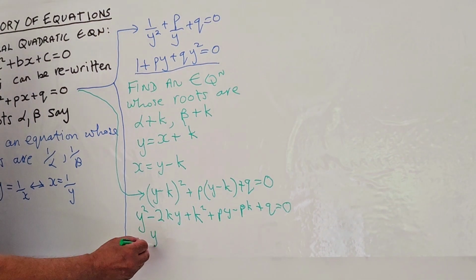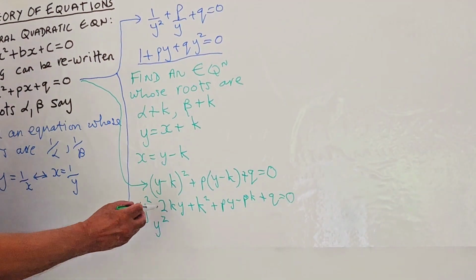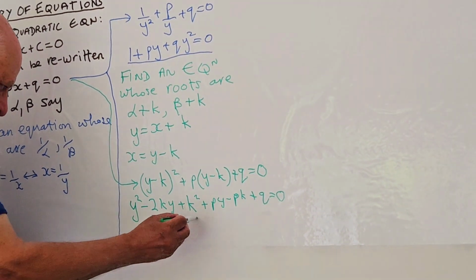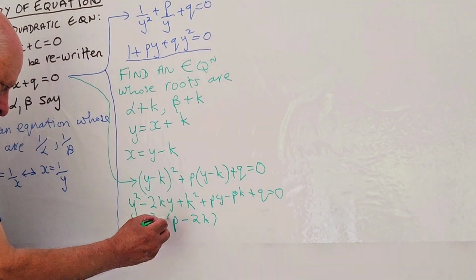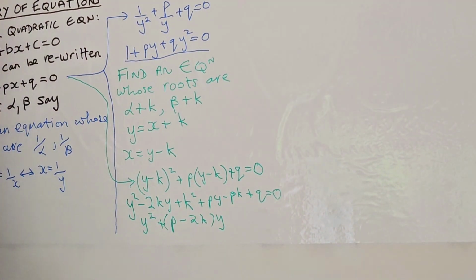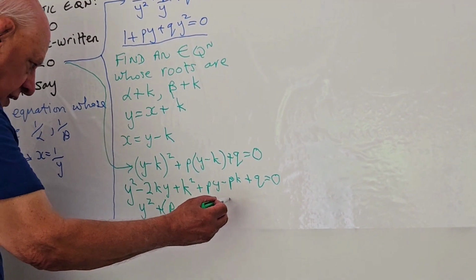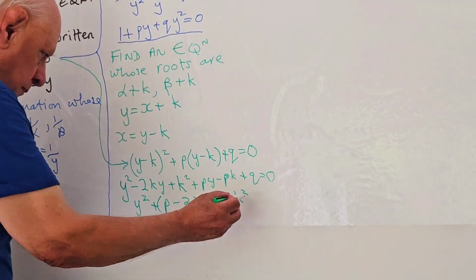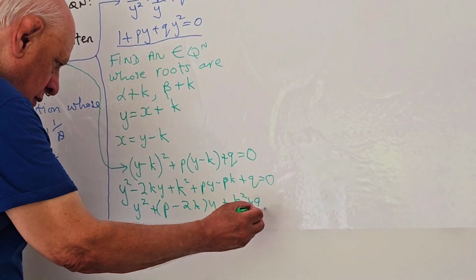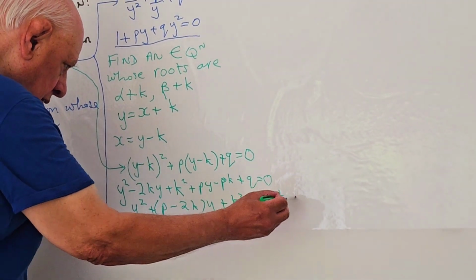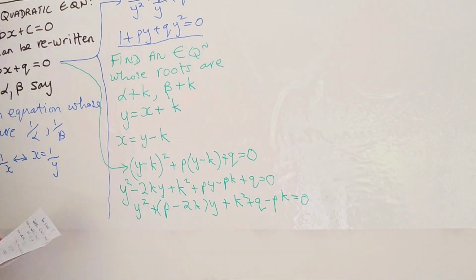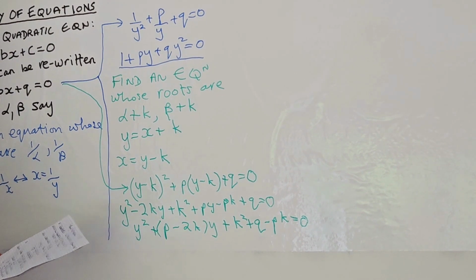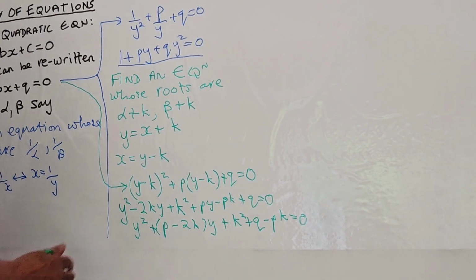So you got y squared. The y's are there and there, so that's plus p minus 2k times y, and then the constant terms, which are k squared plus q minus pk equals 0, and that finishes that little section. Let's make sure that that is right. Yes, that looks fine to me.